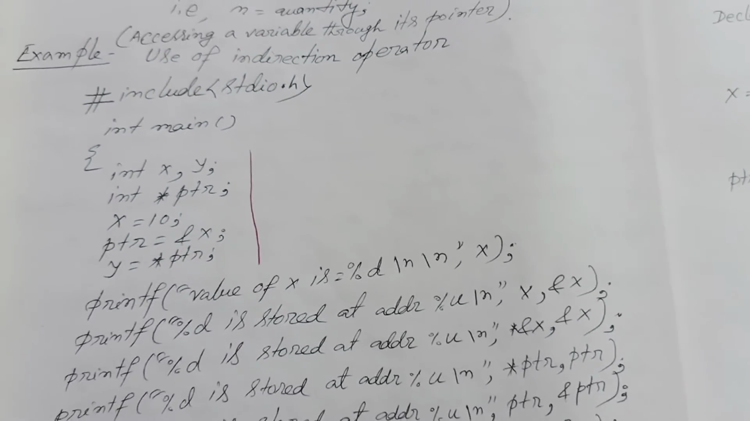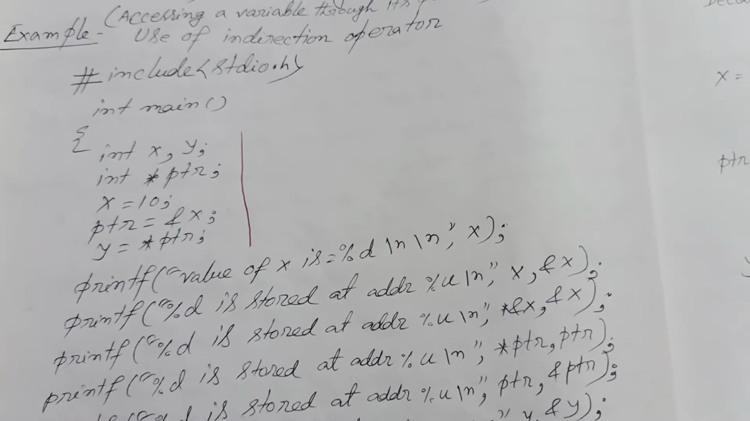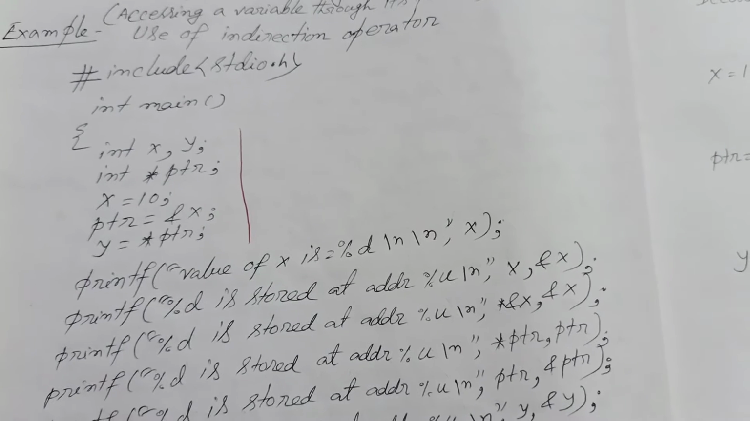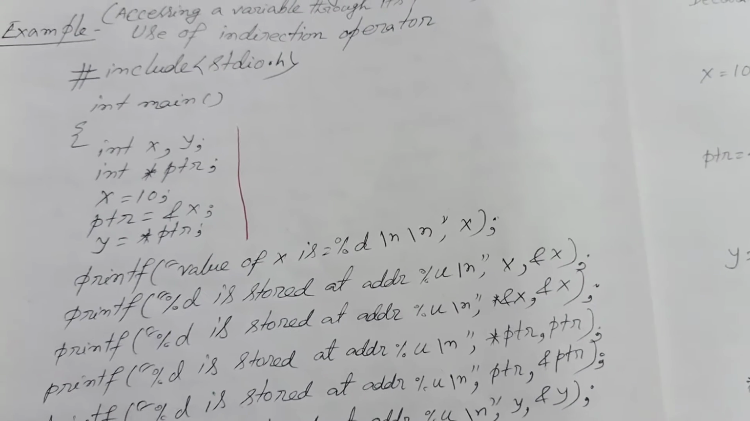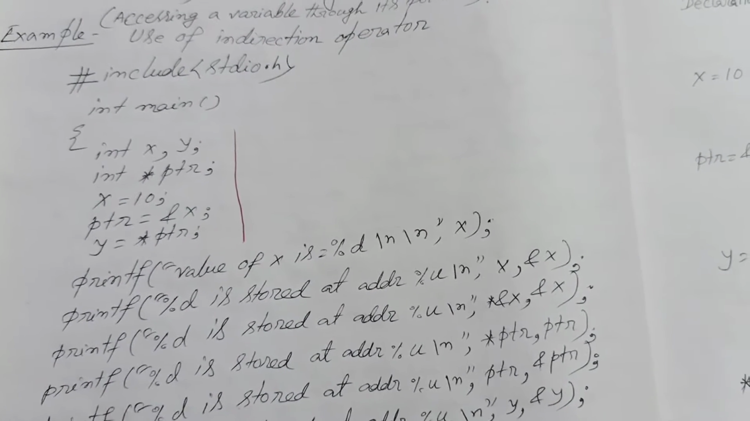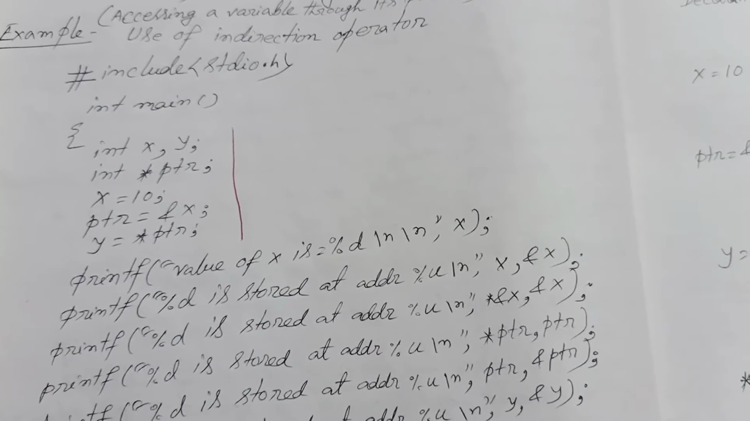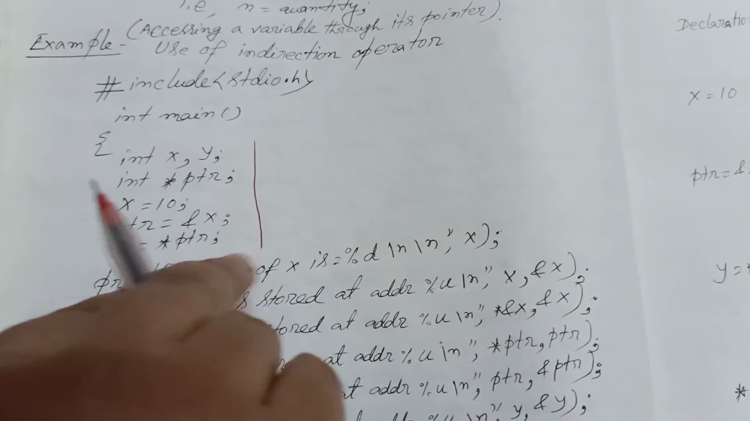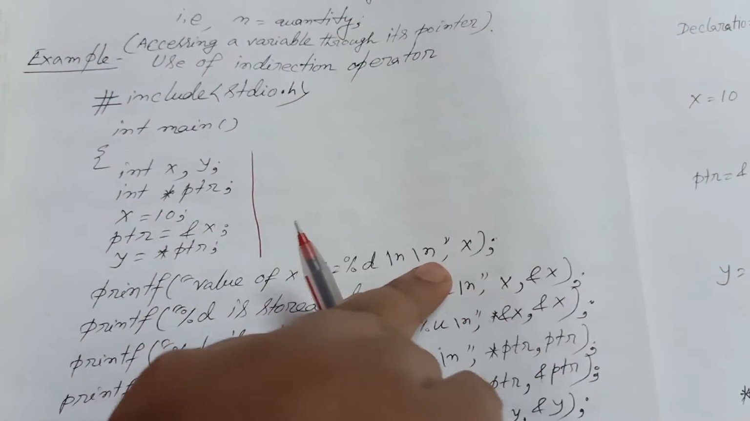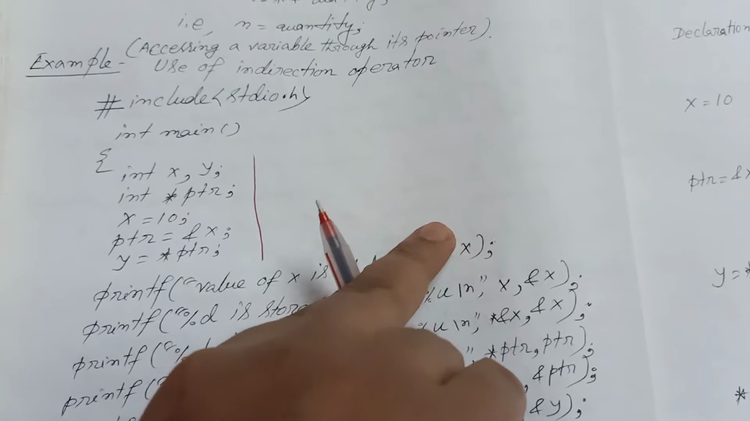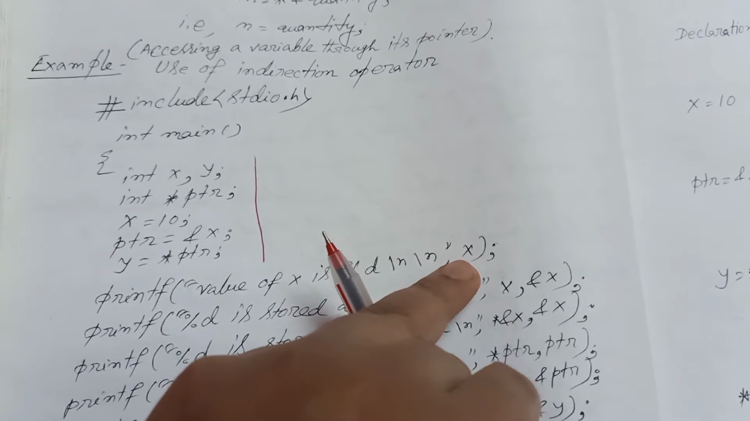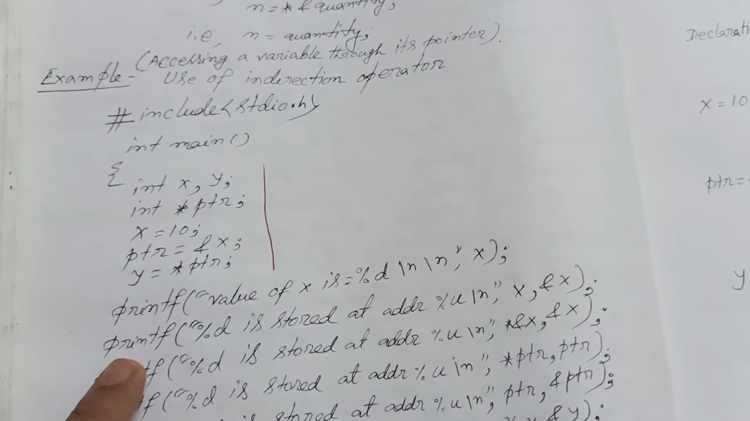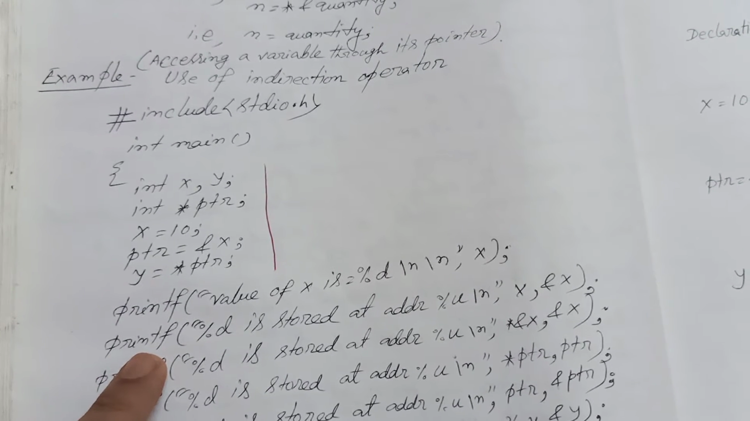Now printf, the value of x equal to %d. That means x is the integer variable, that's why the format specifier %d is used, and \n is used to move the control to the next line. Quotation complete, comma, we are putting x. So we are getting the value of x from this printf.